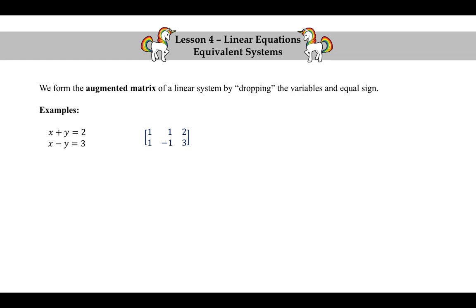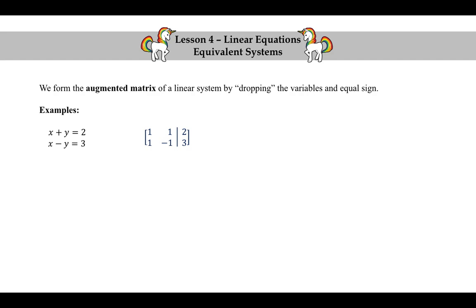So we have 1x plus 1y equals 2 for the first equation. That becomes the first row of the augmented matrix, 1, 1, 2. And for the second equation, we have 1x minus 1y equals 3, giving us the second row of that augmented matrix. Some people like to put a separating line where the equal signs would be in the equations, just to make it a little easier to see what's going on there.